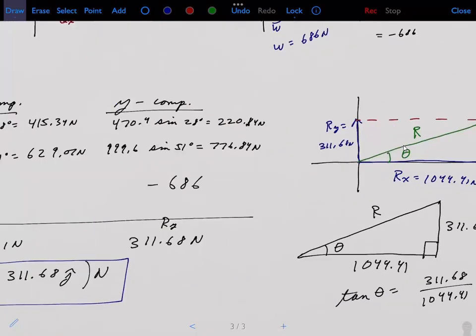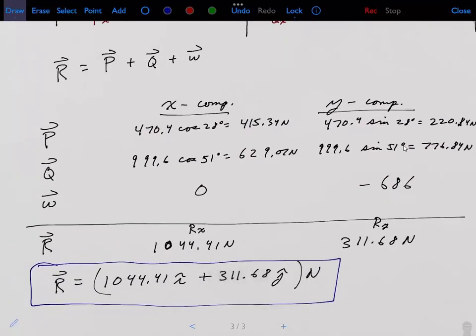So you either have it in component form like that, or I could write it as r is equal to 1090 newtons, I'll round it a little bit, at 16.6 degrees. And I'll say north of east just to make sure we know that we're in that first quadrant. So either way, right, either as component form or in polar form where I have a magnitude and a direction.